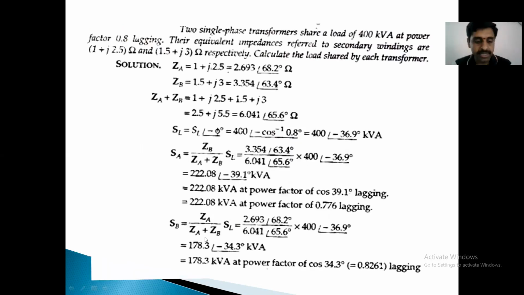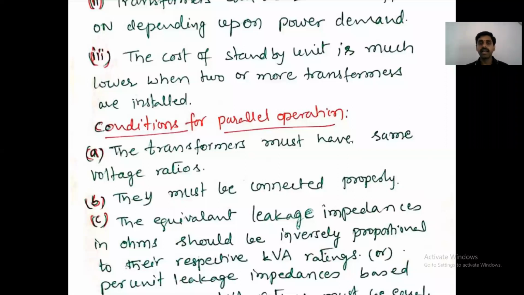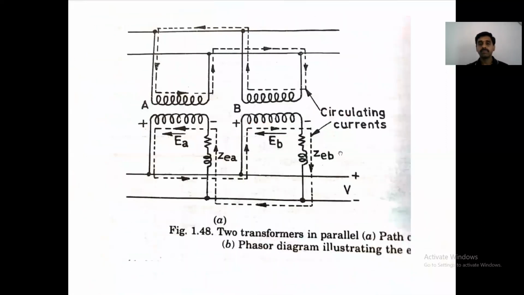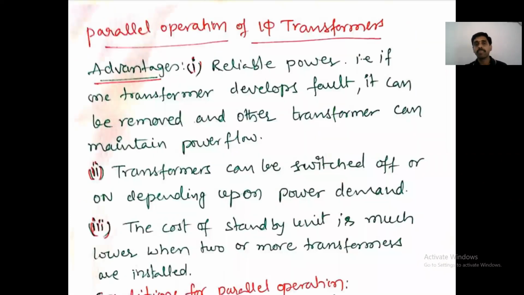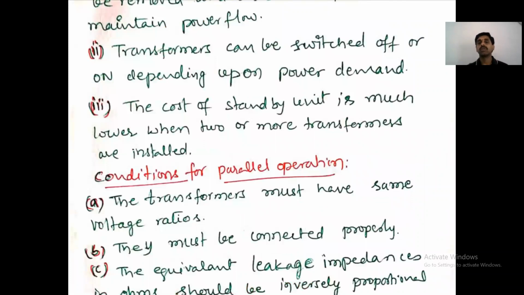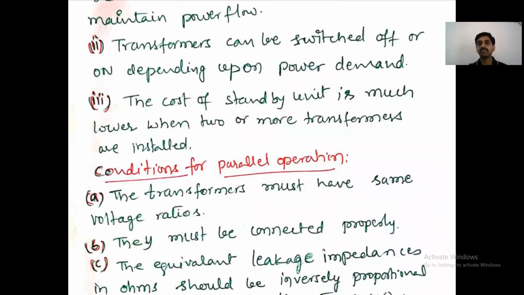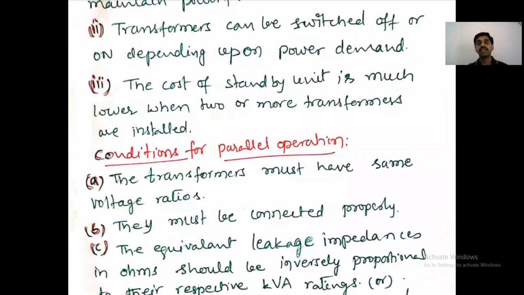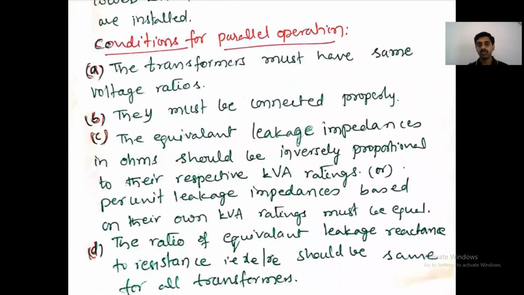Before going to discuss this problem, let me go through this parallel operation discussion in some other way. You can see this slide. I have seen the advantages and disadvantages of this parallel operation already: transformers can be switched off and on depending upon the power demand, and cost. If one unit is more expensive, two or more transformers can be installed by replacing one big unit. The conditions for parallel operation I have seen. I have shared this material with you already.